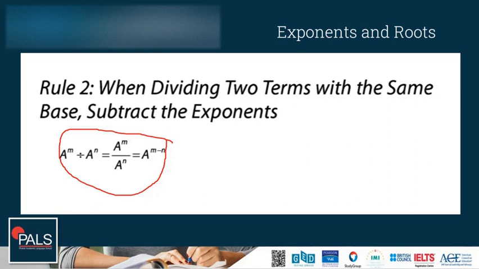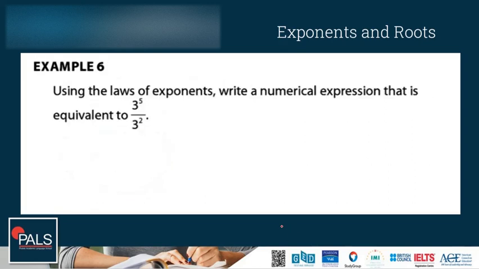Let's try an example. Example 6, using the laws of exponents, write a numerical expression that is equivalent to 3 to the 5th power over 3 to the 2nd power. The two terms have the same base and are being divided, so apply rule number 2. 3 to the 5th power over 3 to the 2nd power is equal to 3 to the power of 5 minus 2.